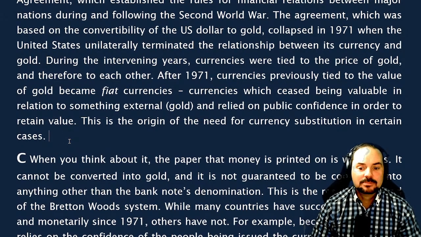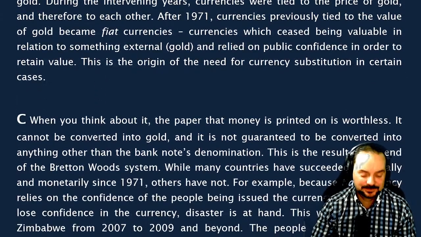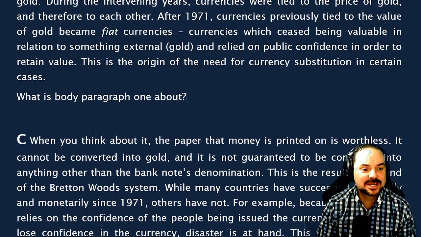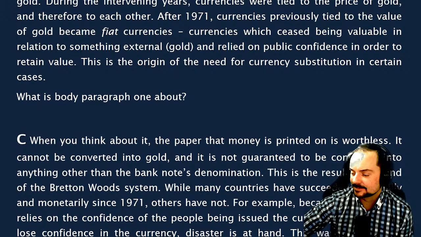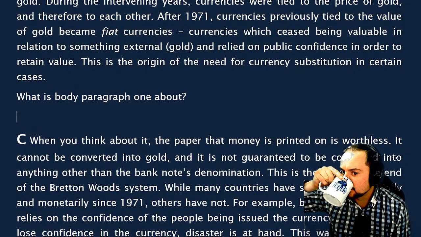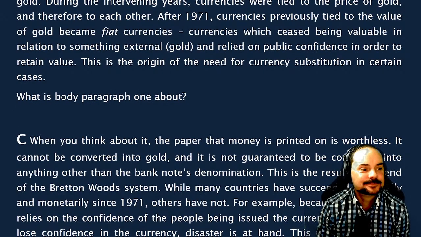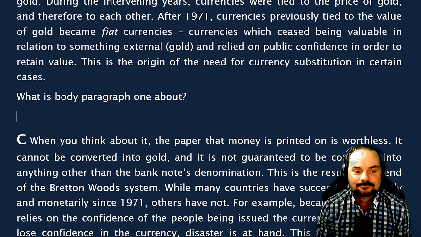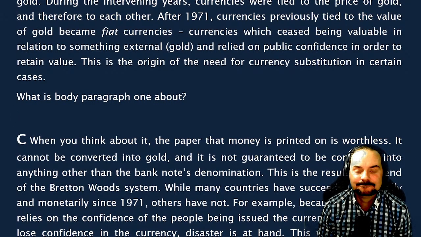Okay. So let's do this question. I'm typing it up. Just read it and answer it. What is body paragraph 1 about? What is it about, Maria? Keep it simple.